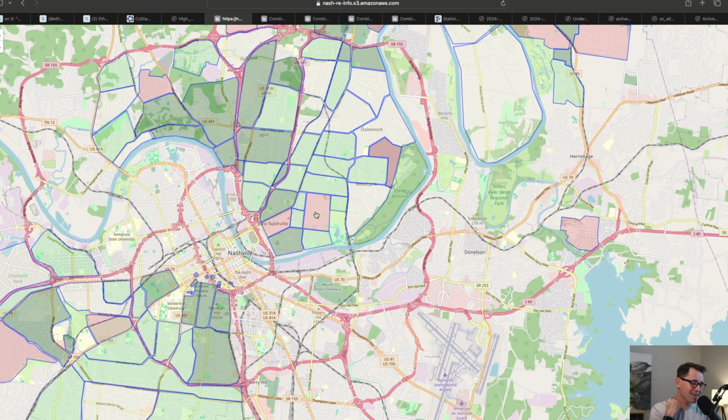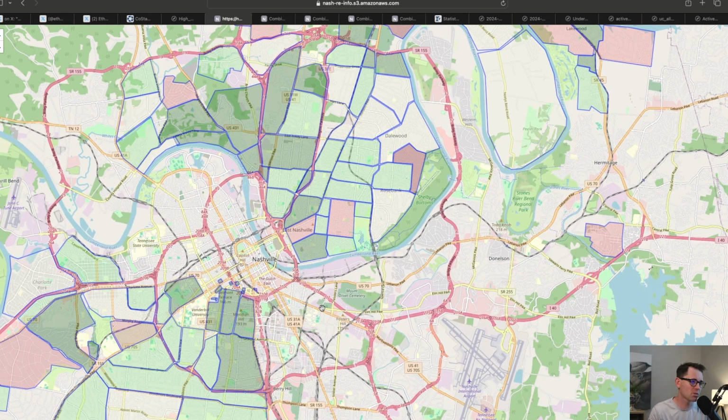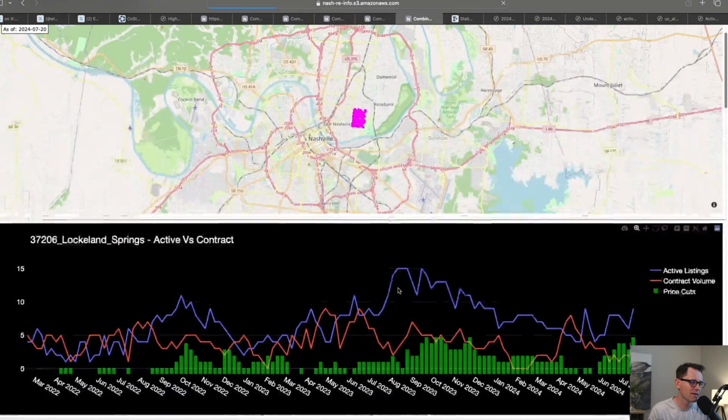Red is seller's market. Green is buyer's market. It's literally just a ratio of supply based on the last 12 months of volume. So you can see here, there's 8 active listings. 50 have closed in the last year. So even though there's only one under contract, Lachlan Springs, very hot right now.